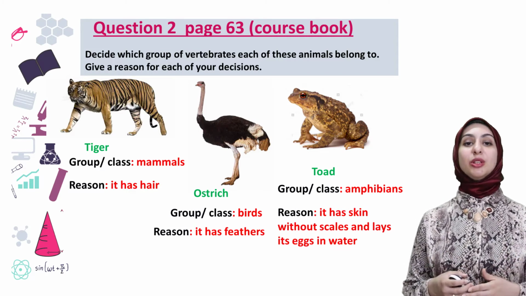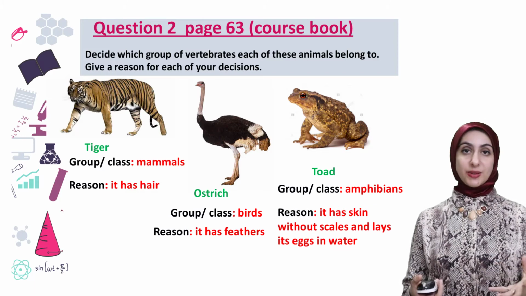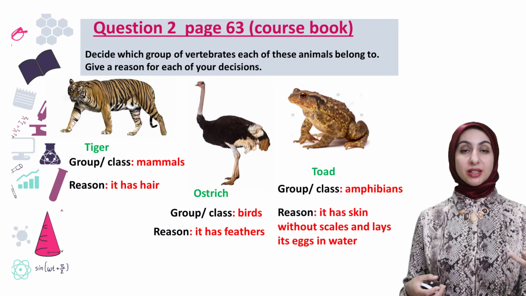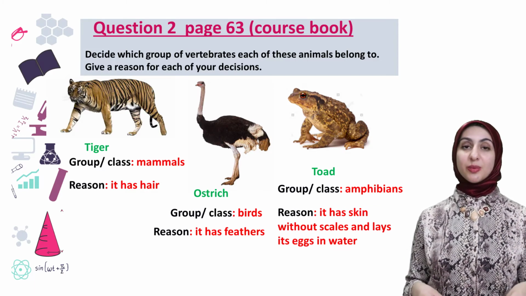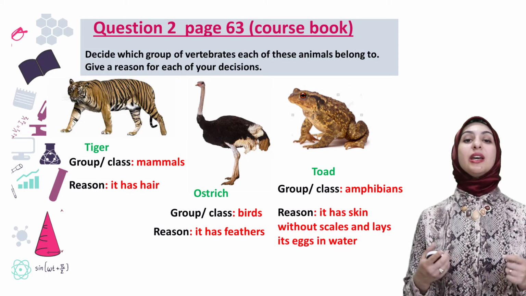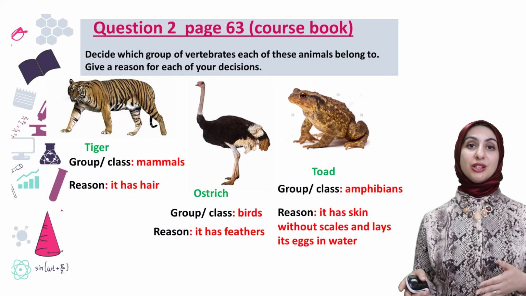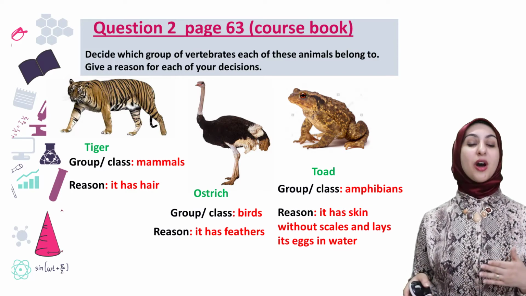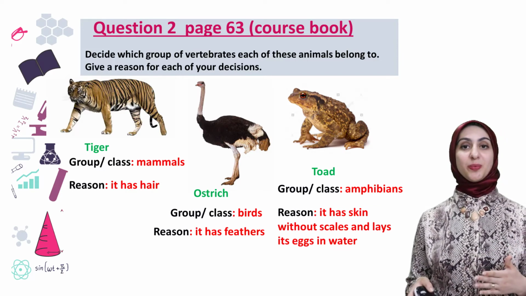The second animal, ostrich. As you can see here, ostrich has a beak and 2 legs. Its body is covered with feathers. It has 2 wings, so it is classified as a bird.